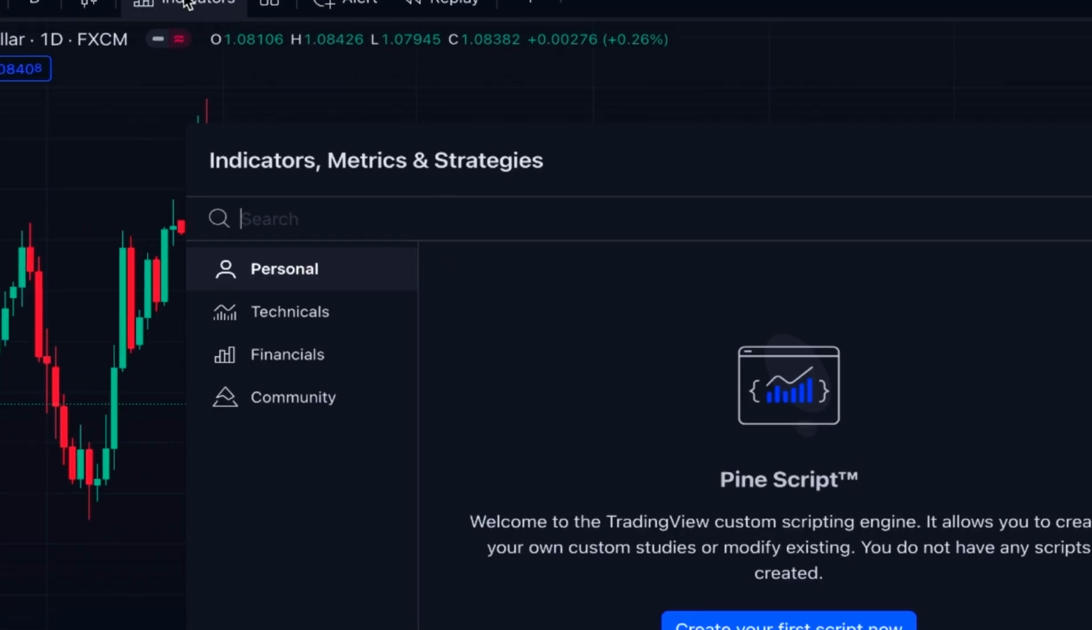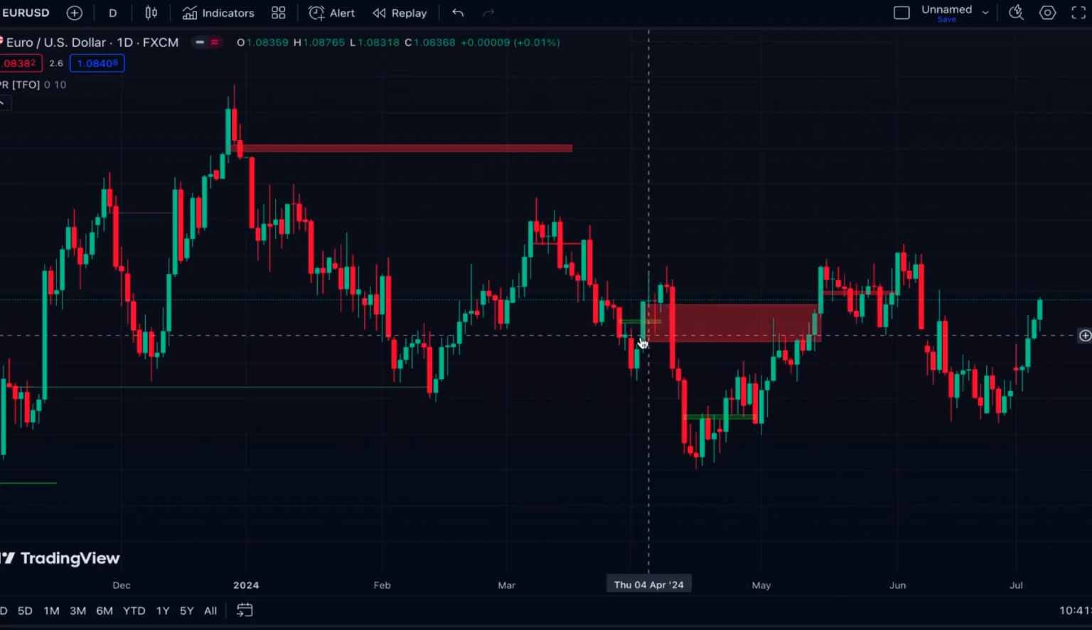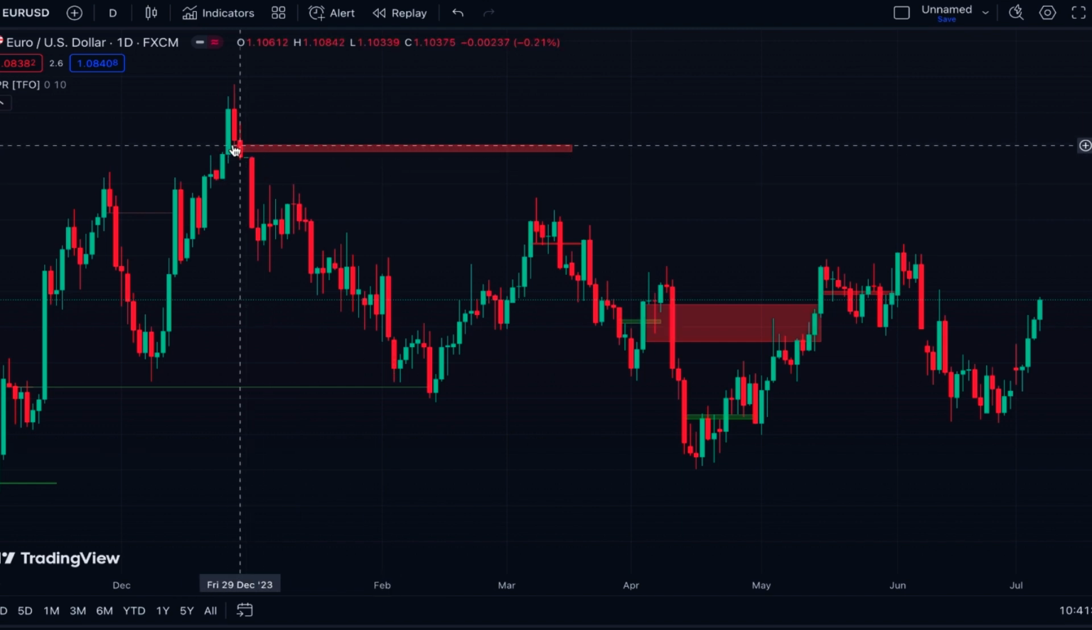The next indicator is related to balanced price range. Here we click on indicators and we search balanced price range. This one is written by someone named Trade for OPP. Alright, as you can see, the indicator has identified balanced price ranges on the chart.